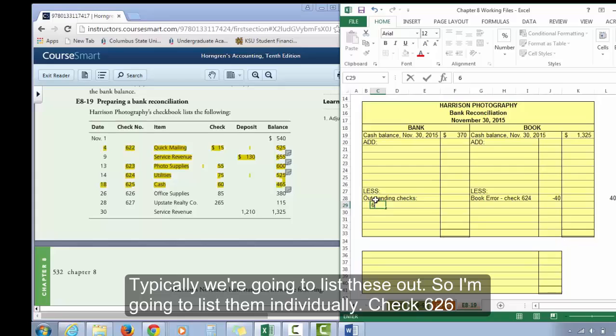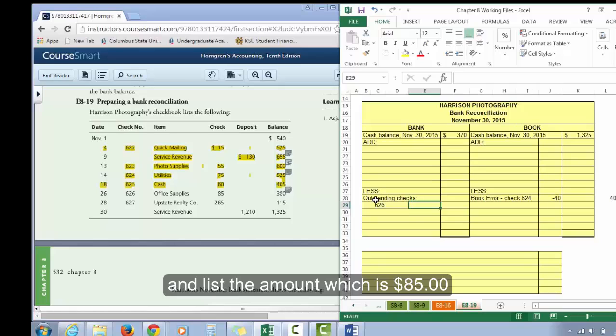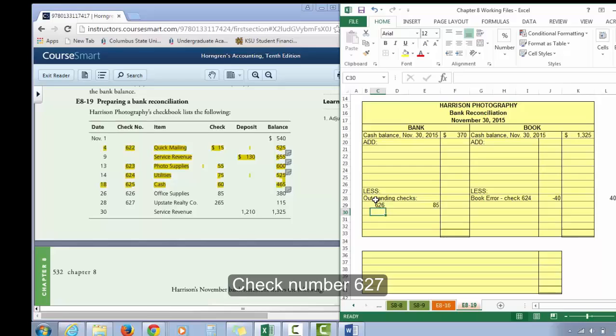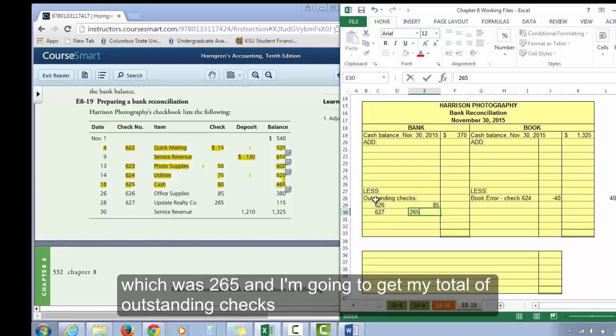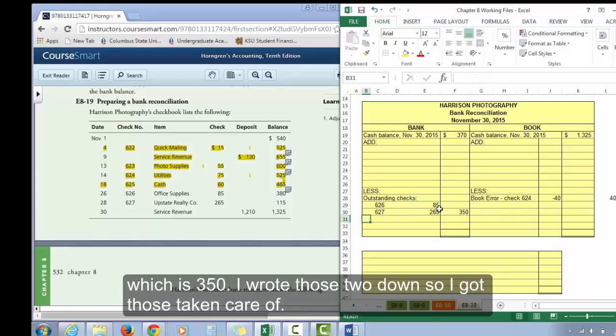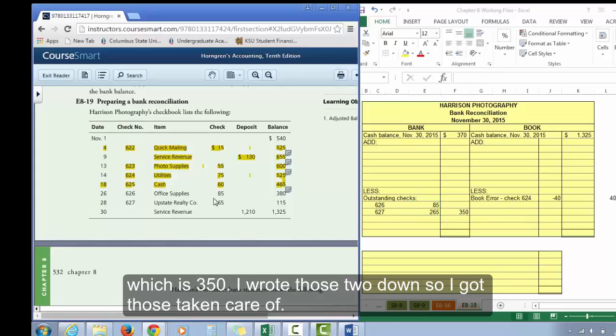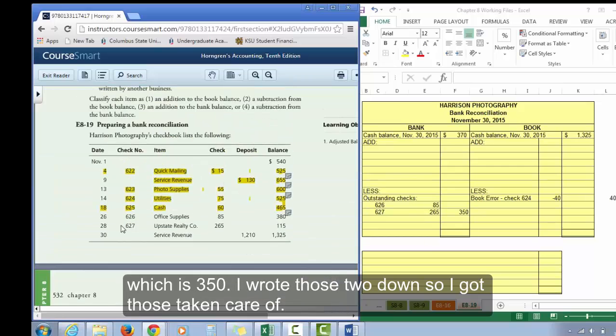So I'm going to list them individually, check 626, and list the amount, which is $85, and check number 627, which was $265, and I'm going to get my total of outstanding checks, which is $350. Okay, so I wrote those two down, so I got those taken care of.